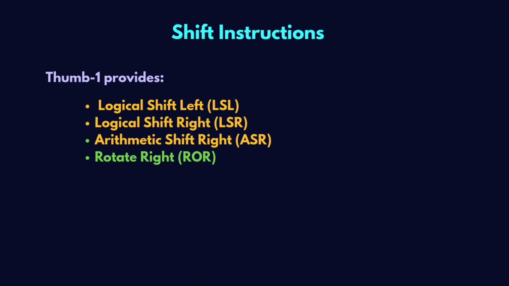For register controlled shifts, Thumb-1 uses the familiar two-operand format. For example, LSR R0, R1. This shifts the content of R0 right by the number of bit positions specified in R1. Just like the logical instructions, register controlled shifts are limited to the low registers. One important difference is that ROR is available only as a register controlled instruction in Thumb-1.